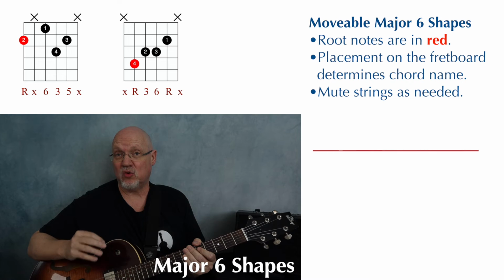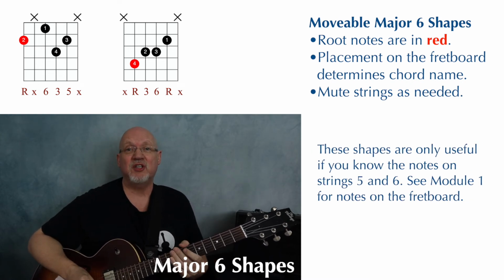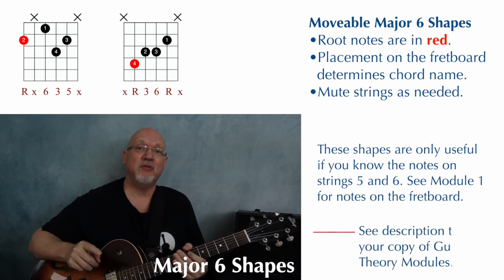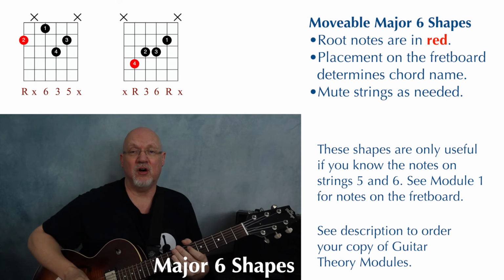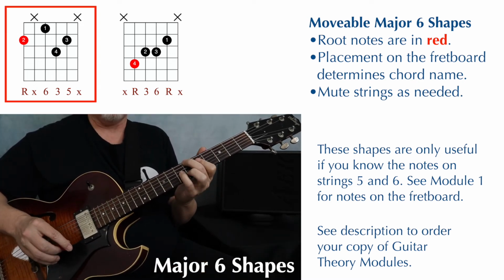Writing out major 6 chords is all well and good, but you want to be able to play them as well. So I'm going to show you 2 movable major 6 chord shapes you can play, one with the root on the 5th string and one with the root on the 6th string. So here's a major 6 shape you can play with the root on the 6th string.